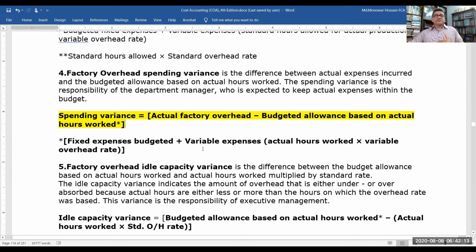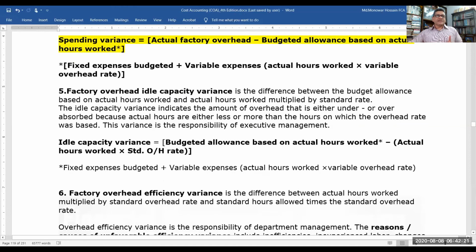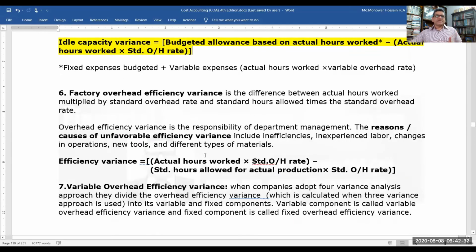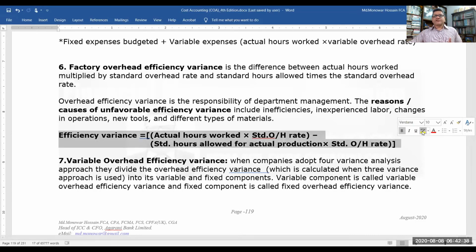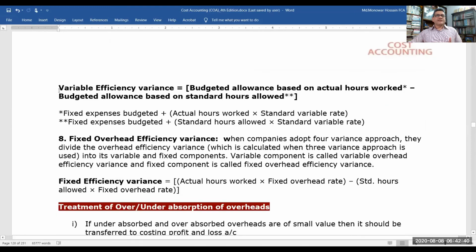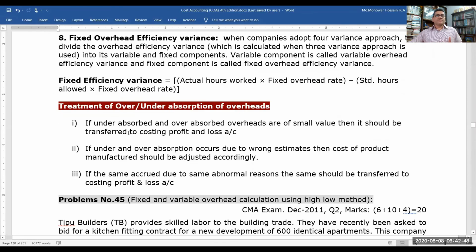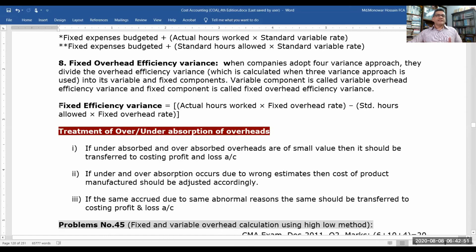Actual hours worked, budgeted fixed expenses plus variable expenses, actual hours worked times the variable overhead rate. So factory overhead idle capacity allowance is based on the actual hours worked at the standard overhead rate. So the factory overhead efficiency variance, we can calculate through this formula, and the variable overhead efficiency variance, this way we can calculate. So we have to study it more. The fixed overhead efficiency variance, this way we can calculate it.